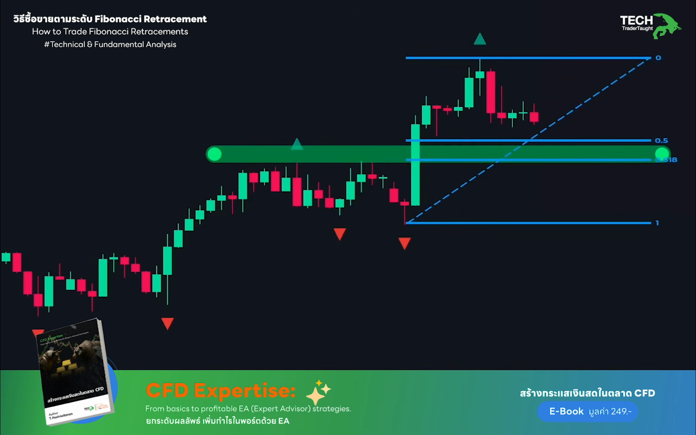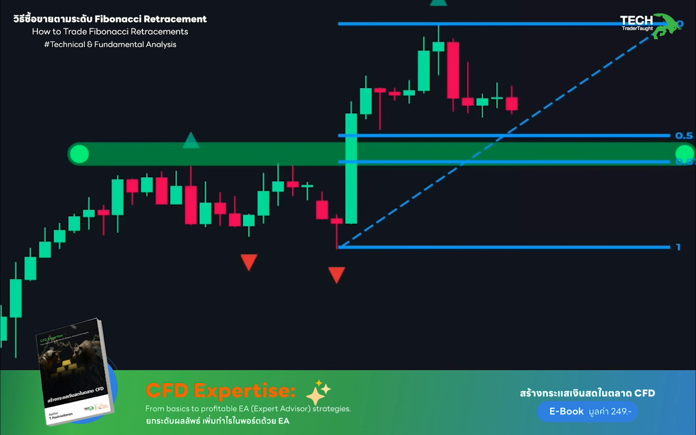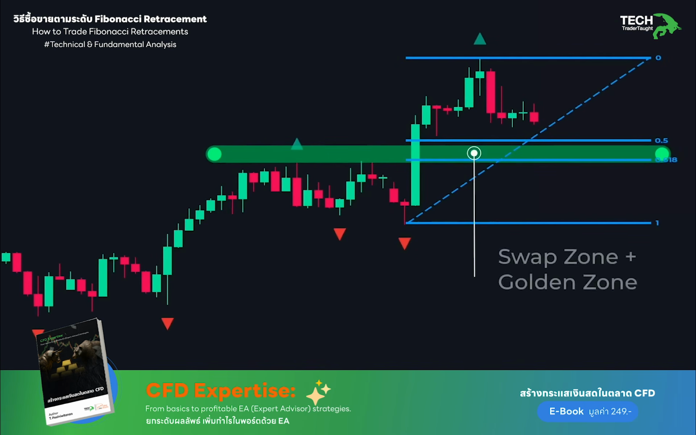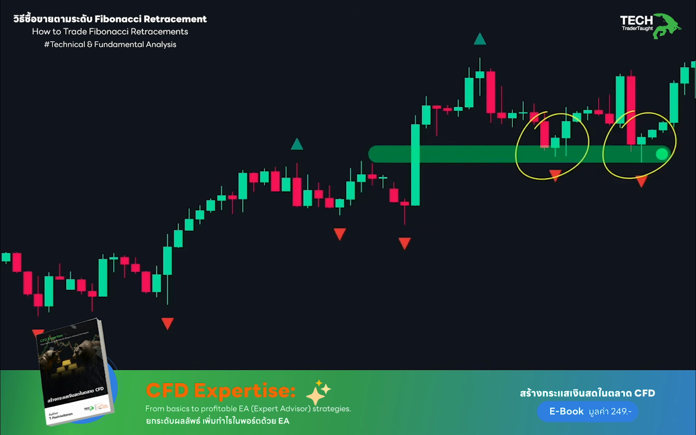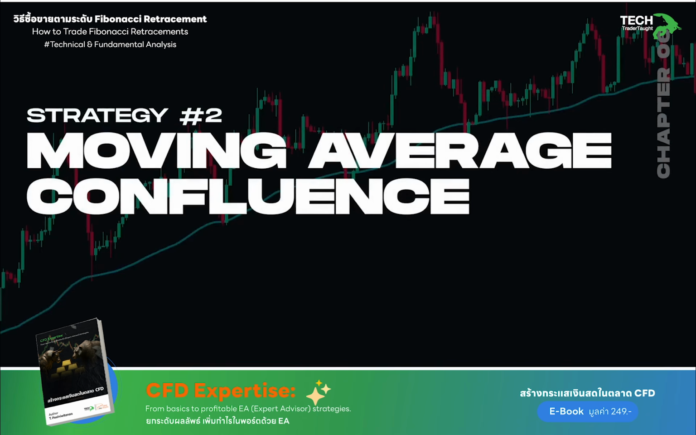Now, we draw a Fibonacci retracement on the impulsive move. As you can see, the golden zone on the Fibonacci retracement coincides with the support level. Therefore, it acts as a double confluence. When the price pulls back to this golden zone, we will look for our entry using the technique discussed later in this video. Strategy number 2, moving average confluence.